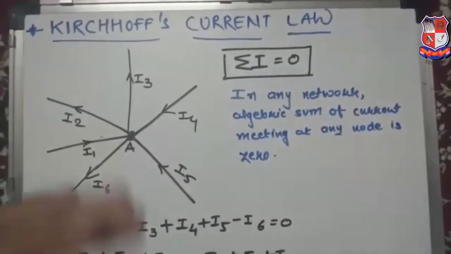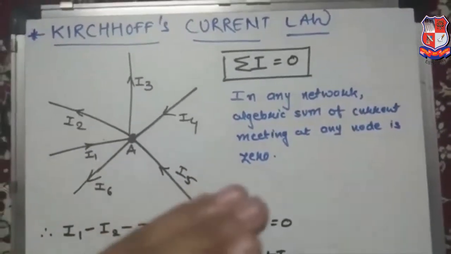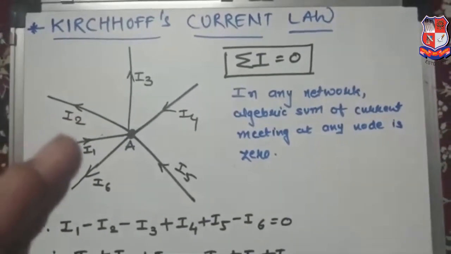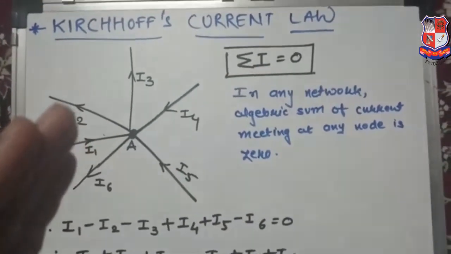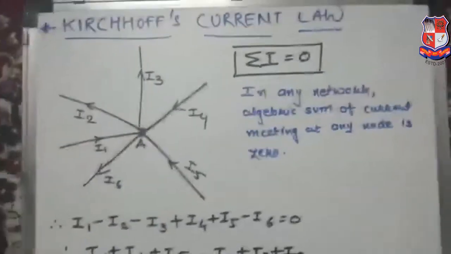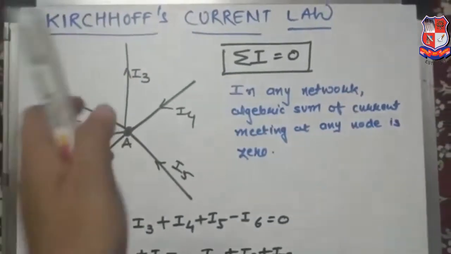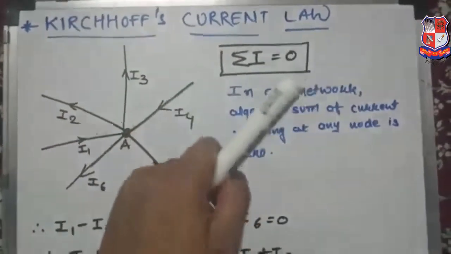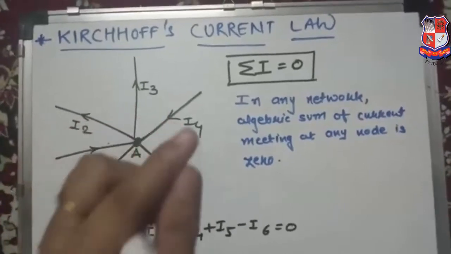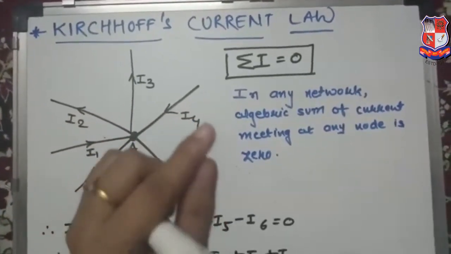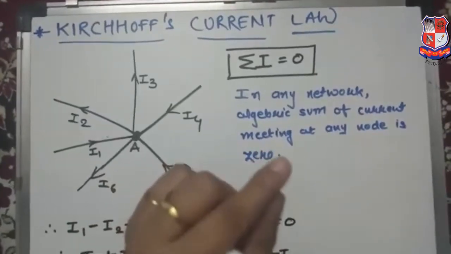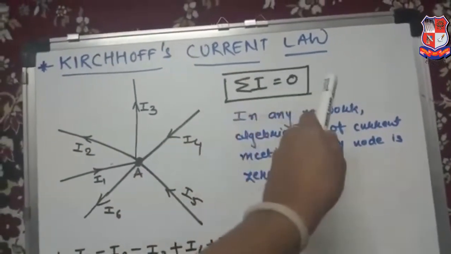Now Kirchhoff has 2 laws: Kirchhoff's current law, which is popularly known as KCL, and the other, Kirchhoff's voltage law, which is popularly known as KVL. Today we are going to learn about Kirchhoff's current law in brief. Now what is the statement of KCL? The algebraic sum of currents meeting at any node in any network is 0. Sigma I is equal to 0.